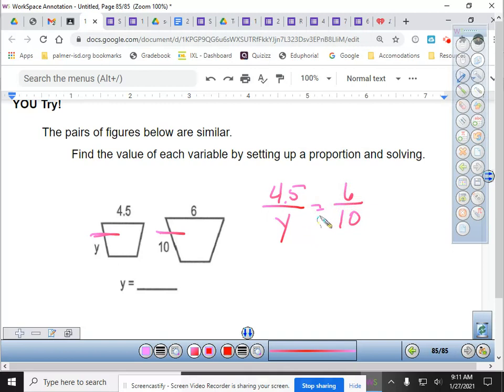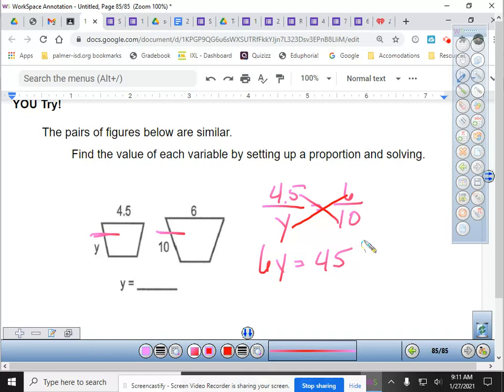Is it okay that she said X? Yes. Can I cheat here? No. So I cross multiply and I get 6Y equals 45. Now y'all solve that.